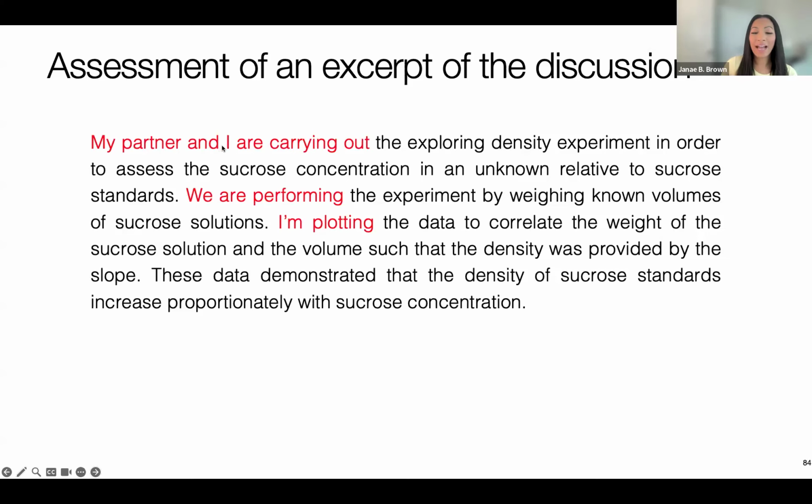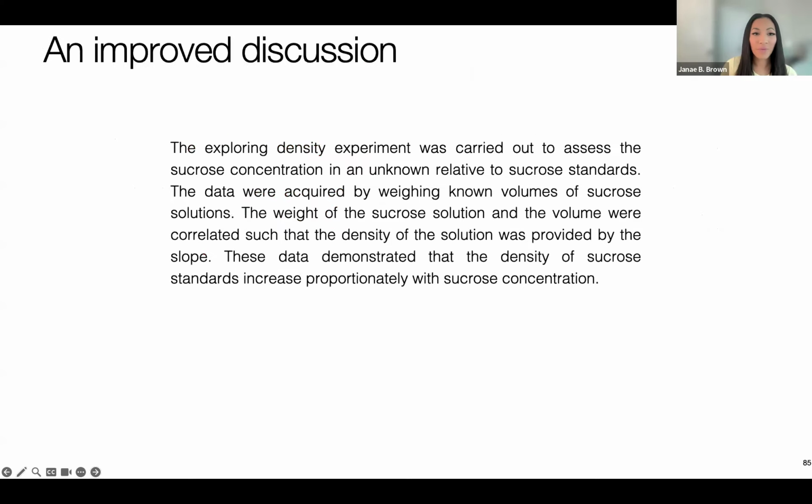My partner and I, so looking at personal pronouns, we, I'm, a contraction. Contractions are not included in academic writing. The tense: carrying out, performing, plotting. So making sure that you keep in your third person past tense voice of your discussion and whatever academic writing that you're doing. So if we were to improve this, you might see something like this.